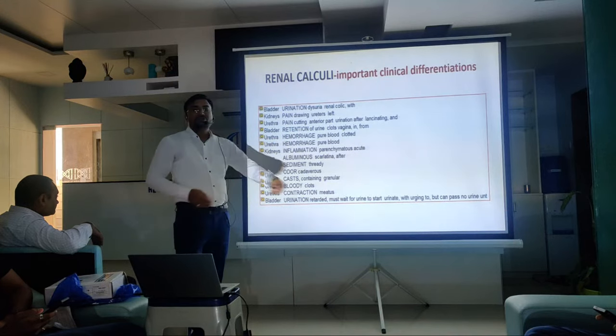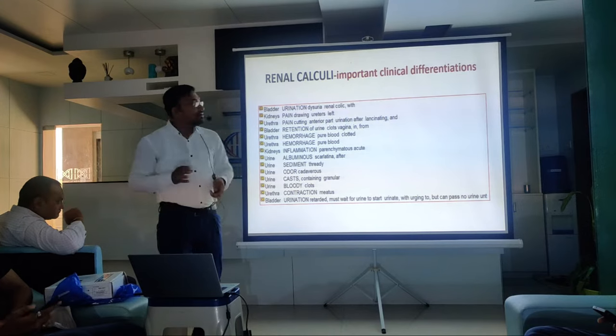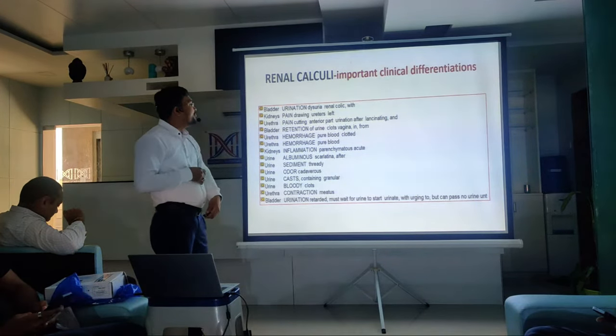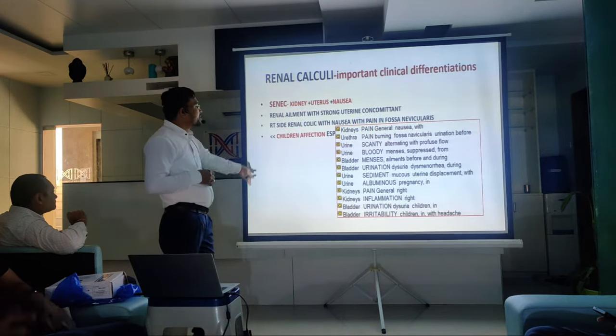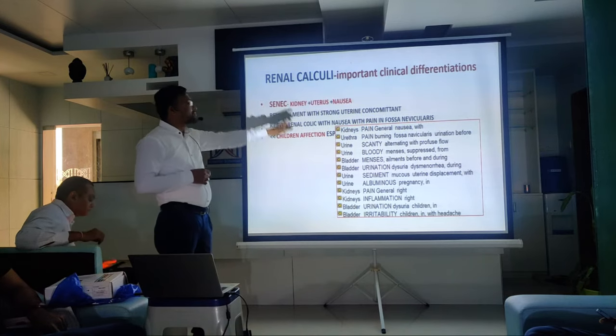But the urination is different. So we have to treat the individual, right? So once you combine this, you can identify the individual. Cannabis sativa, again, see. Cannabis sativa, kidney plus ureter.